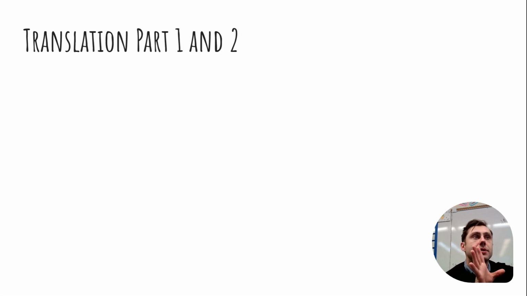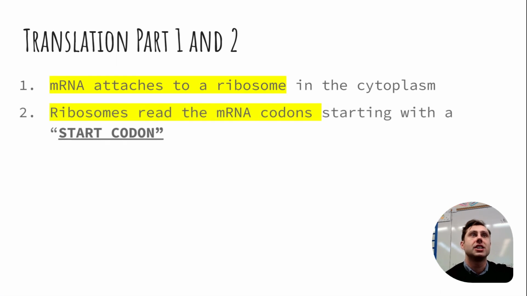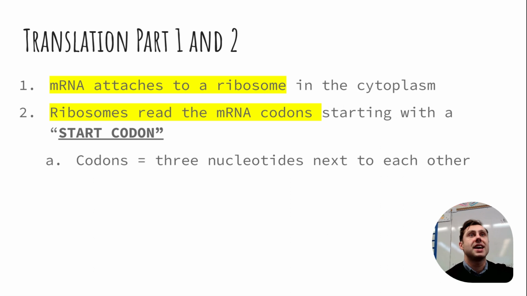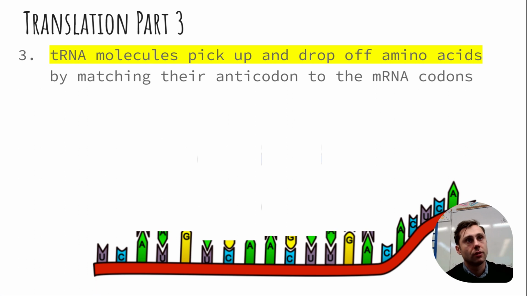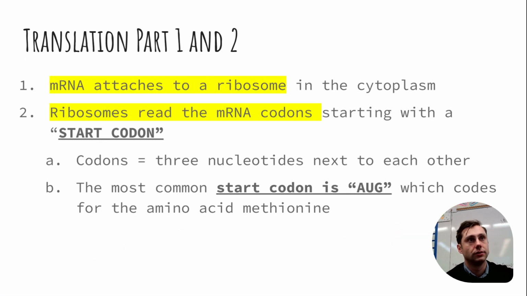All right, so steps. Get yourself ready. I got 5. 1 and 2 right here. mRNA attaches to a ribosome. Ribosomes start reading it. All right, so it's going to start at the start codon. All right, we're looking at AUG. Oh no, I went too fast. Pause me.